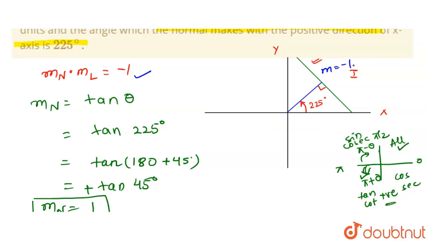Now we have to find the point of intersection, right? If we could find out the point and we already have the slope, then using the slope point form we can find out the equation of this line also. So we have to find the intersection point.